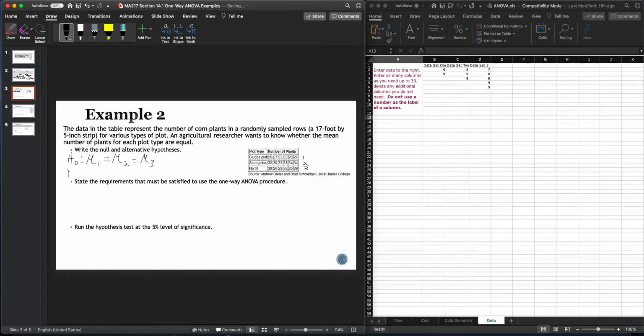The alternative hypothesis, and actually let me be consistent when I write this. The alternative hypothesis is that at least one of these means is different. So at least one mean is different.